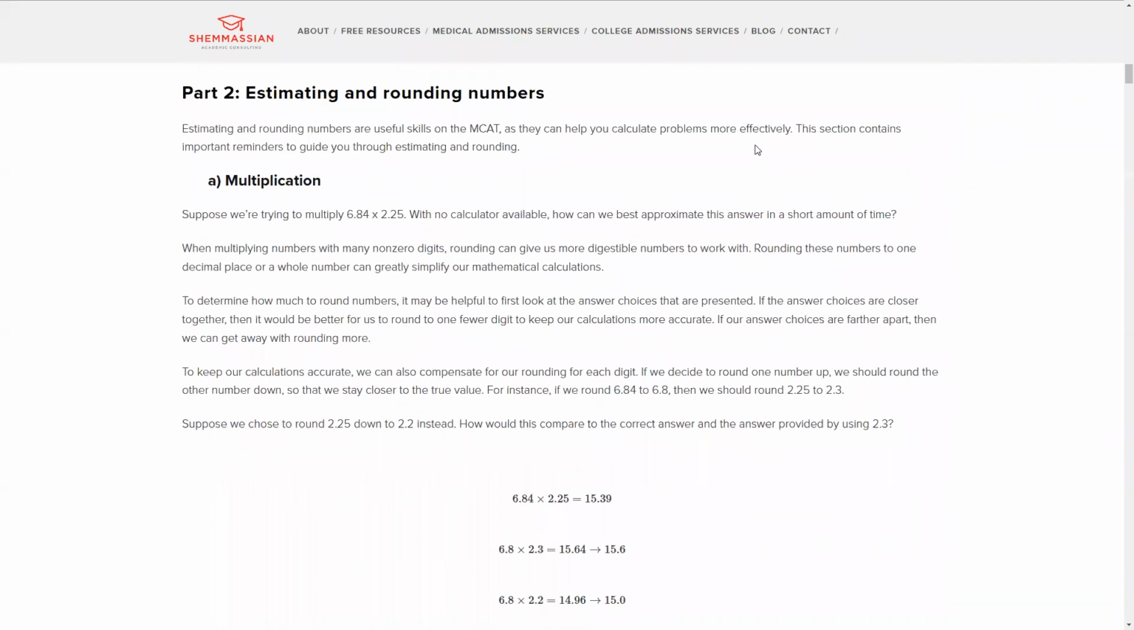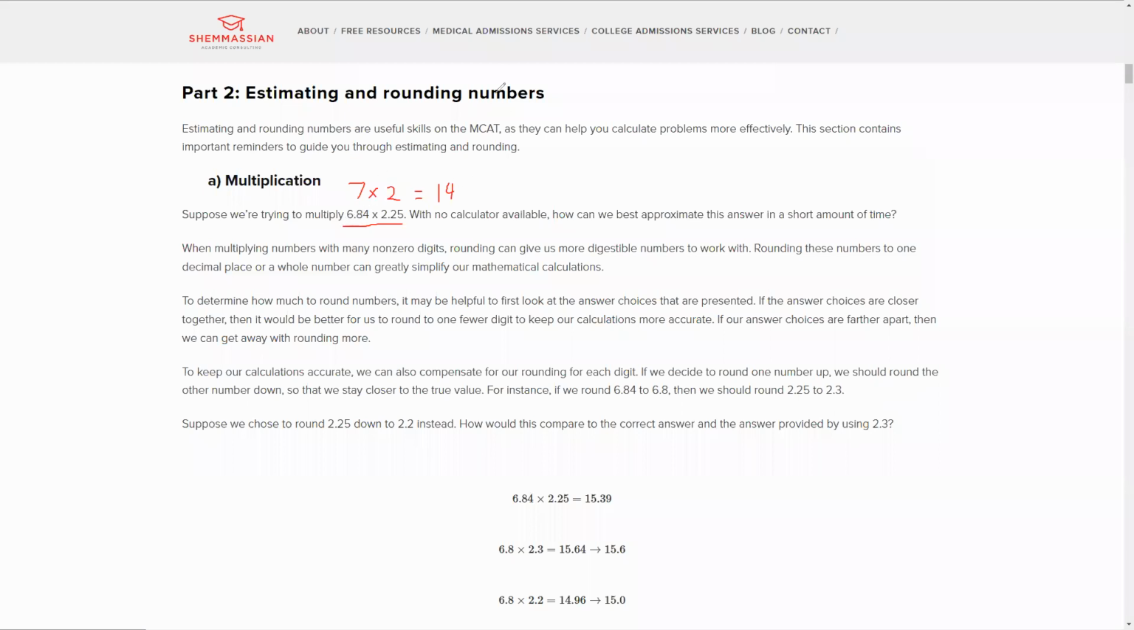For example, we're dealing with 6.84 times 2.25. First of all, what we would love to do is just round this to whole numbers. We could round to 7 and 2. I round 6.8 up because it's closer to 7 than it is to 6. I round 2.2 down because it's closer to 2 than it is to 3. And 7 times 2 gives me 14. Now, the question is, is it okay for me to do this rounding or not?